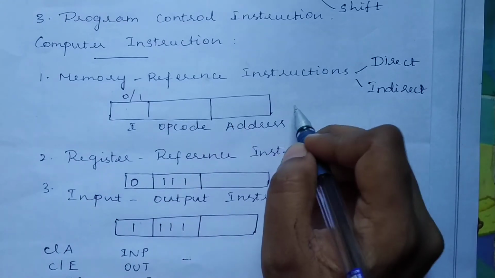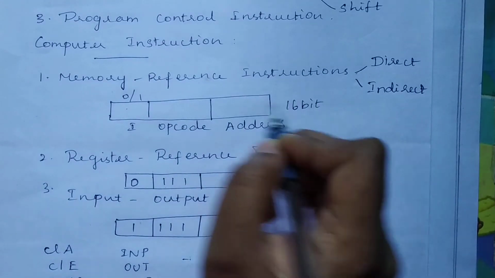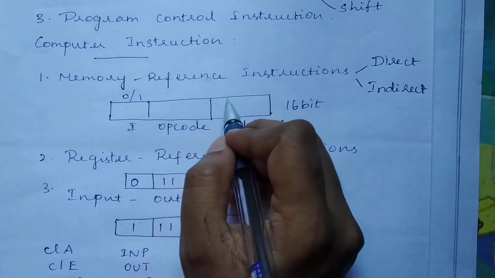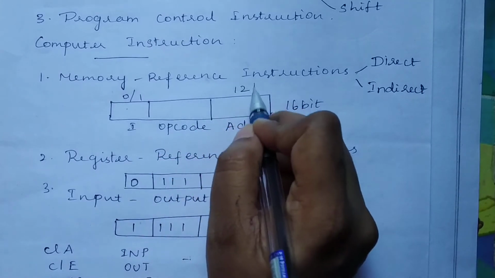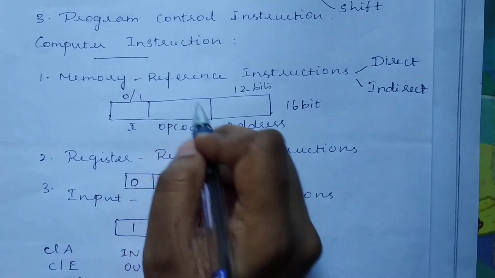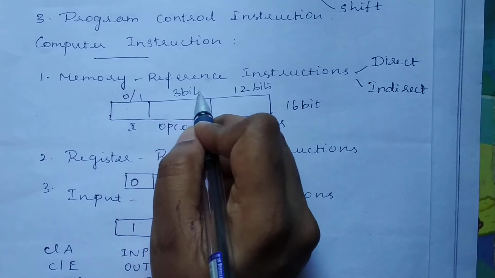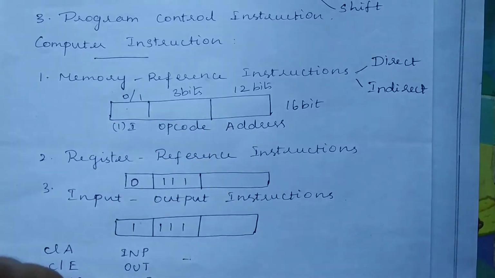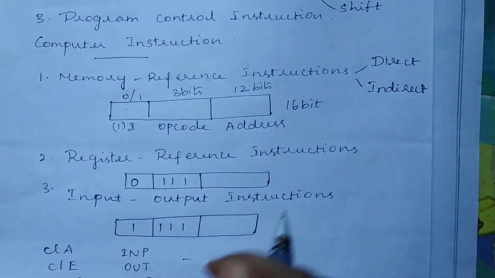So let us see, if it is a 16-bit instruction, how we are dividing the bits for that particular field. For the address field, only 12 bits will be used. For the opcode field, 3 bits will be used, and the remaining 1 bit will be used for this I bit.